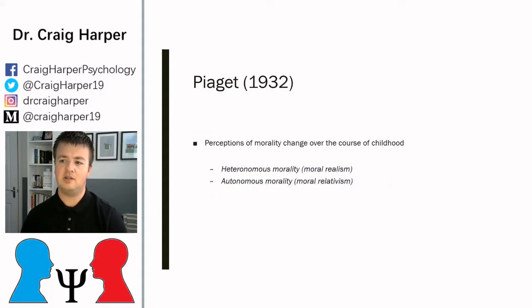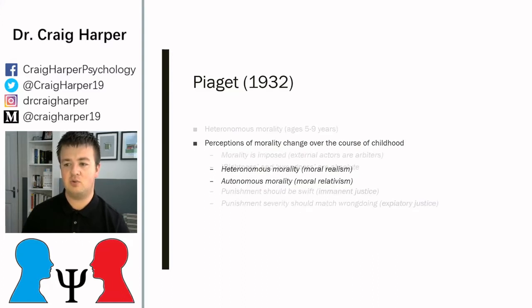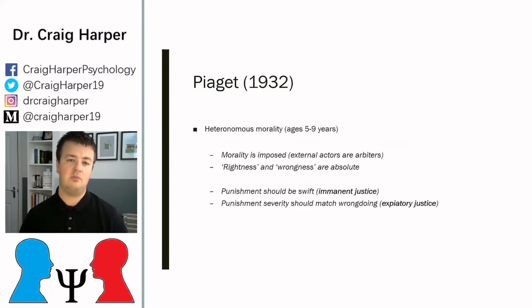Now, Piaget suggested that perceptions of morality change over time, and that we move through two different stages. The first stage is referred to as heteronymous morality, or it might be referred to as moral realism. The second stage is referred to as autonomous morality, or moral relativism. Essentially, the difference between these two things is that heteronymous morality, typically very early in childhood, is based around very black and white thinking. So morality is imposed by external rule makers and enforced by them as well, and the definitions of rightness and wrongness are set in stone.